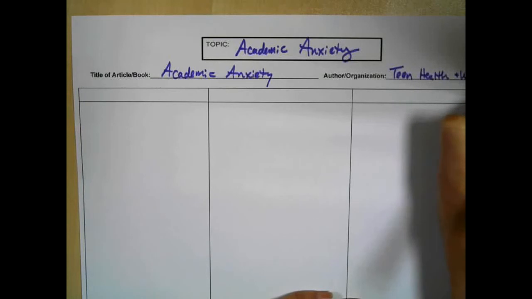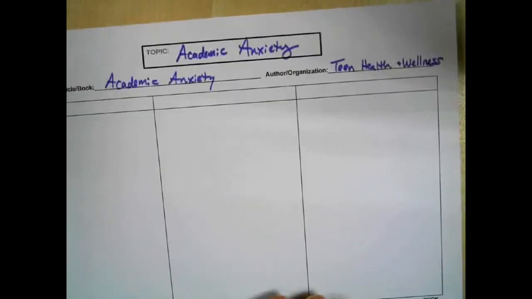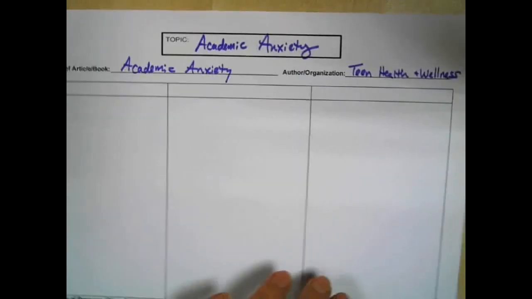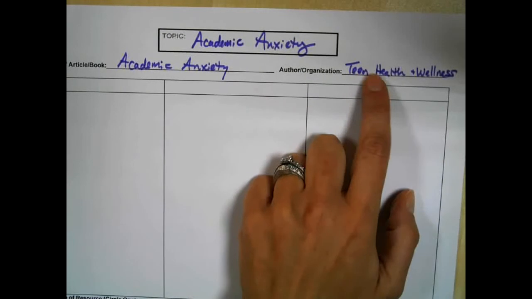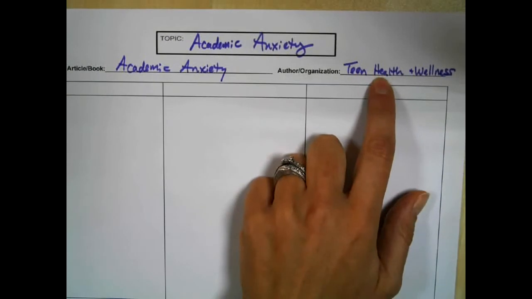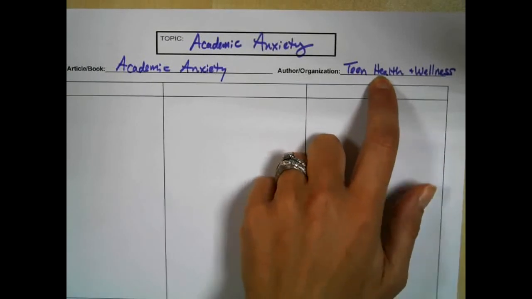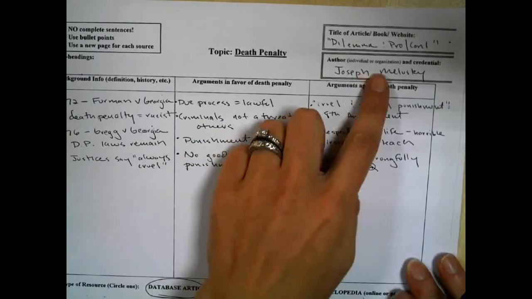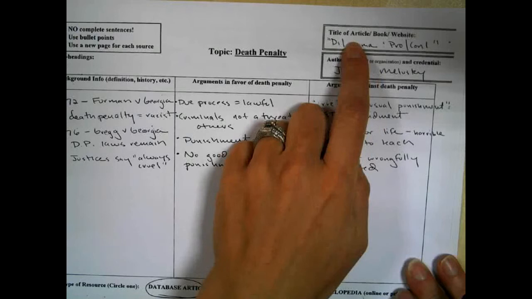Normally, if you use an EBSCO database or JSTOR database or any of the other databases, you will have an author name, but Teen Health and Wellness is slightly different because it doesn't give you the author's name. Here's an example of another note page. You can see here there's the author and the title of the article.